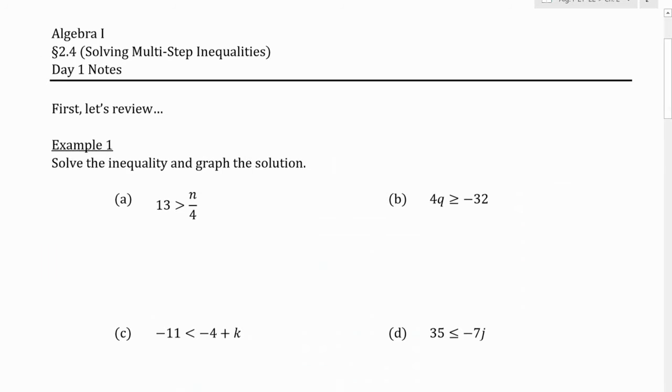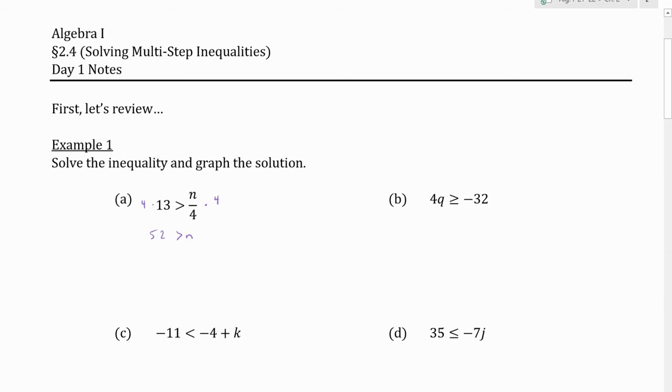Alrighty. Section 2-4, first day. So first thing we do is review. If 13 is greater than some number divided by 4, we want to get n by itself. We'll multiply both sides by 4. Remember, you're multiplying both sides right there by a positive number, so do not flip the inequality. 13 times 4, 12, that's 52.